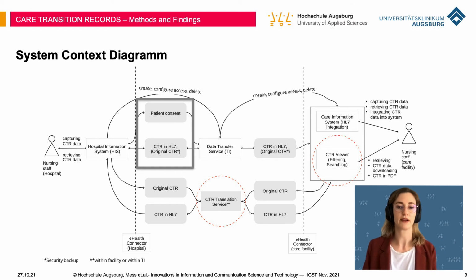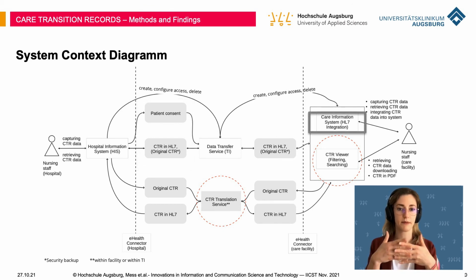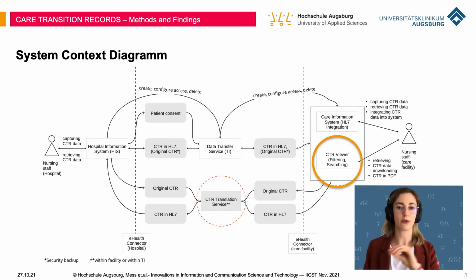There are two possible scenarios for how the data can be further processed for the receiving care facility. If the facility's previously used software is HL7 compatible, the transferred data can be automatically transferred to the facility's nursing documentation system. Retrieval, recording, and subsequent processing of the data are possible immediately. If an HL7 standard is unavailable or cannot be integrated, the CTR viewer should be used, and a manual transfer of the data to the in-house system is necessary. Then it is possible to retrieve and download CTRs before the patient arrives. I hope this overview helped you to understand our main concept.